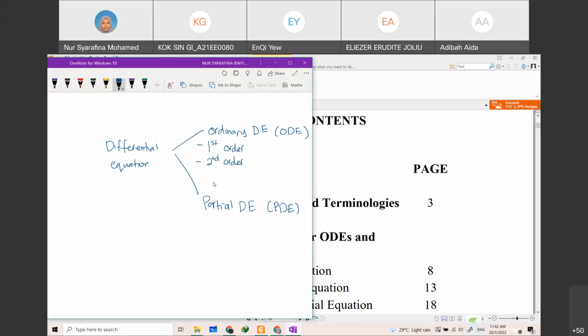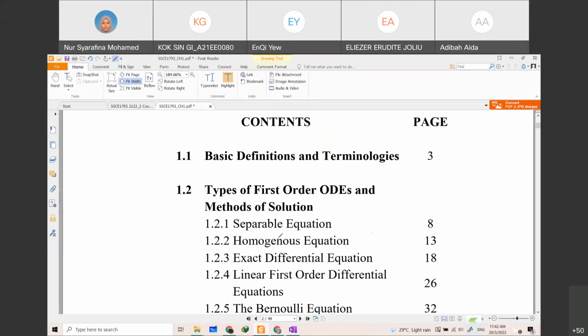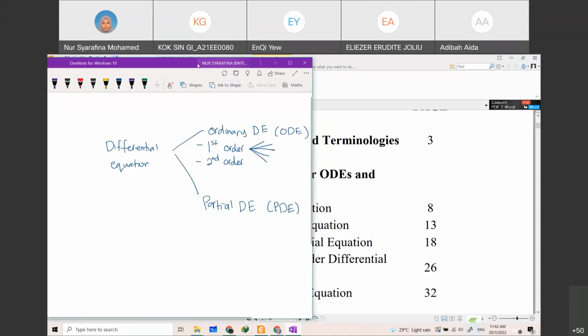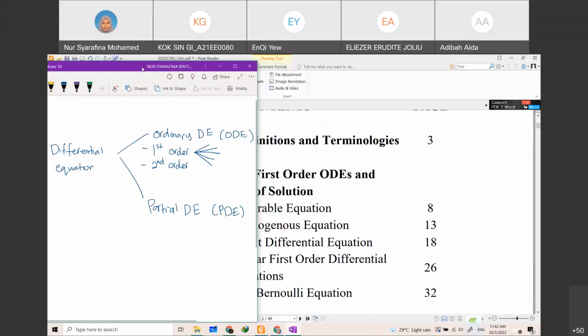So how many types of first order do we have here? Separable, homogeneous, exact, linear, and also Bernoulli. So you're going to study these five types of ordinary differential equation in your first order. We have separable, homogeneous, exact, linear, and Bernoulli.